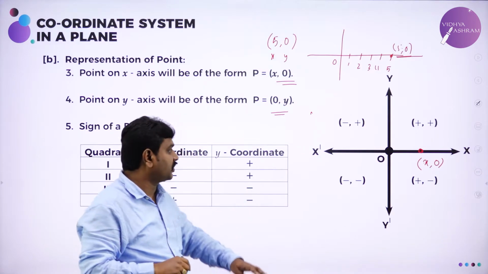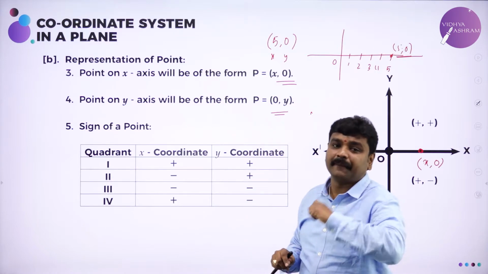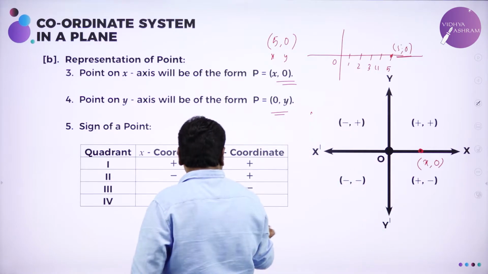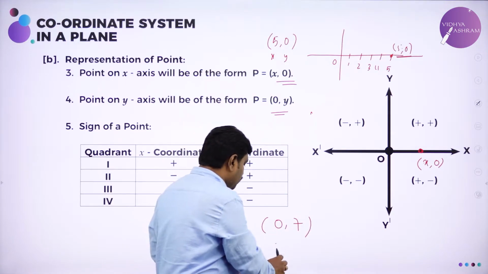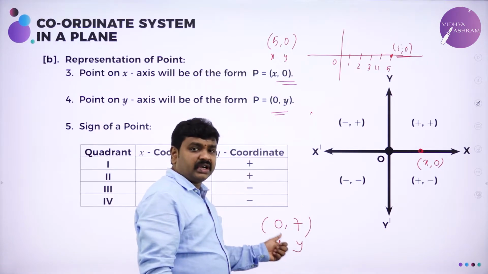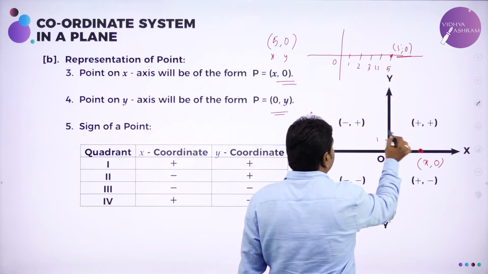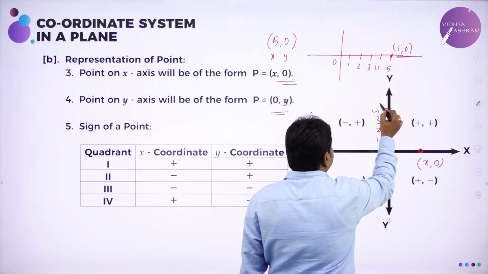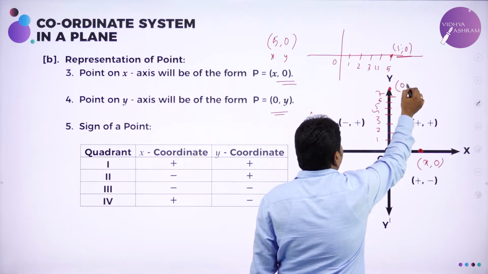So I told how to represent 2 points, one point on the x axis, the other point on the y axis. How to represent a point on the x axis? X comma 0. How to represent a point on the y axis? 0 comma y. Now 0 comma 7 means its x value is 0, but the y value is 7. So it's a point on what axis? Y axis. So 0 comma 7. So 1, 2, 3, 4, 5, 6, 7. So at 7, we will say this is 0 comma 7.